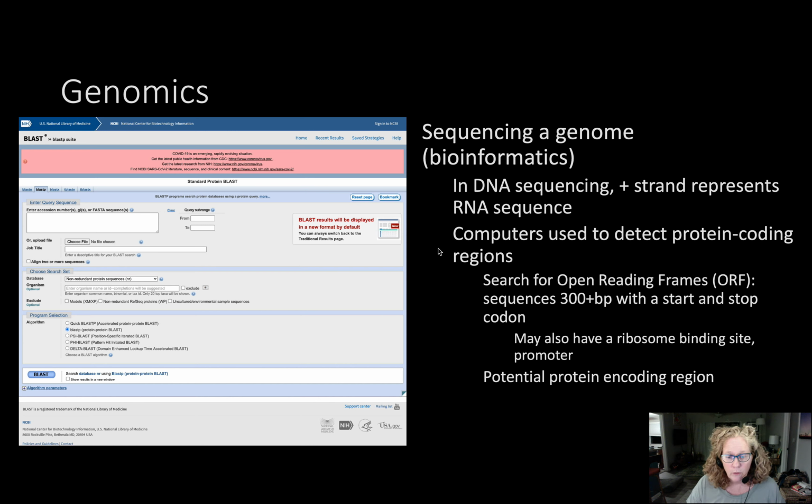We use computers to detect what are called protein coding regions, and they're called open reading frames. So they search for 300 or more base pairs that have both a start and a stop codon. That gives us a general idea that that's a region in which a ribosome might actually bind. So in genomics, we're simply sequencing the genome of organisms and entering that into a bioinformatics database so we can then search it and look for different patterns.